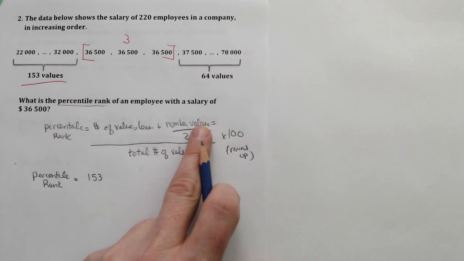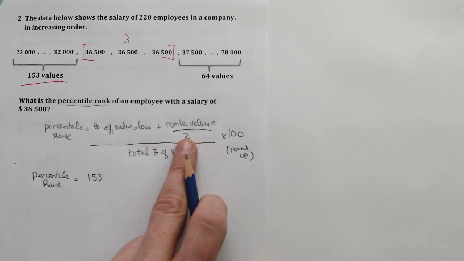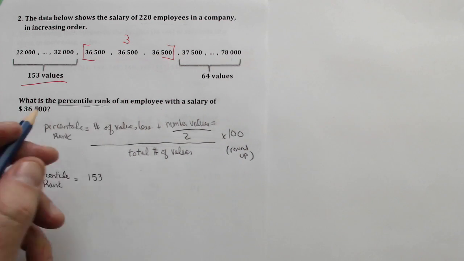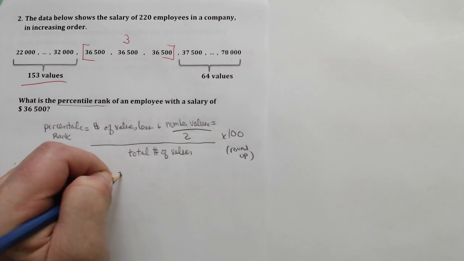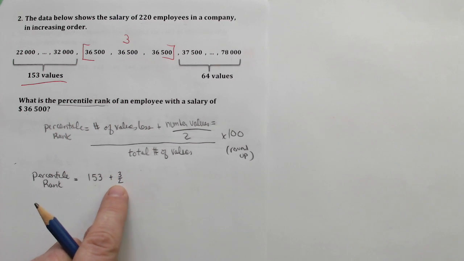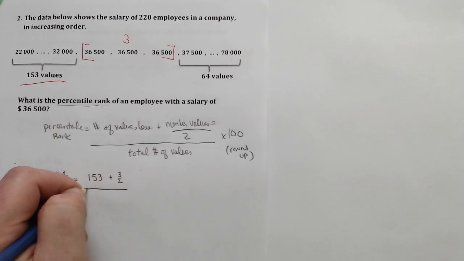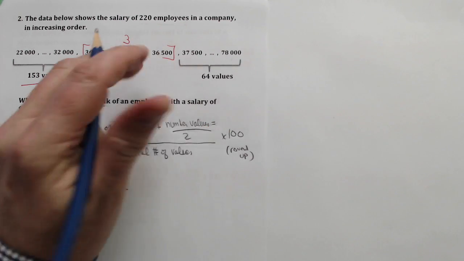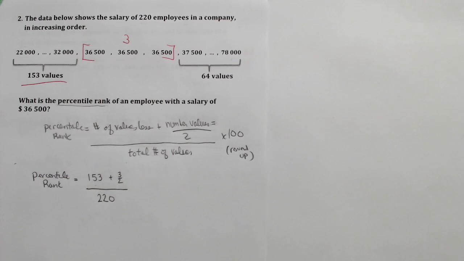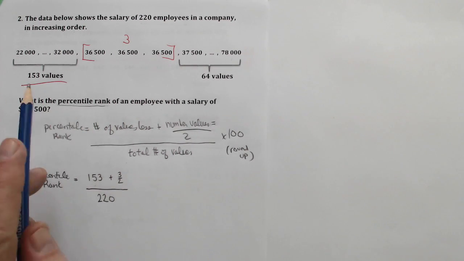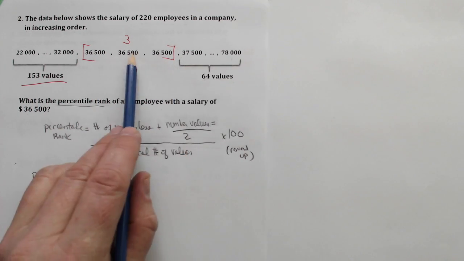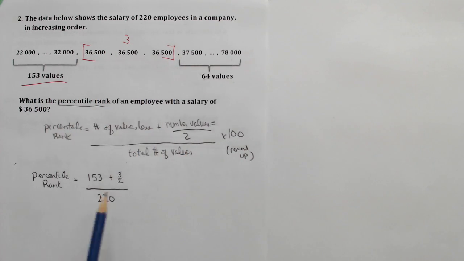Now we're going to add the number of values equal to the 36,500 and divide that by 2. So there are 3 in this case. Last time we only had 1, but so we're going to add 3 over 2. So I know that's ugly, a little fraction there. We'll take care of that after. We're going to divide the whole thing by the total number. They told us the total number of employees in the company is 220. If you didn't know that, you could have added 153 plus 64 plus those 3, and those 3 groups of numbers will come to 220.